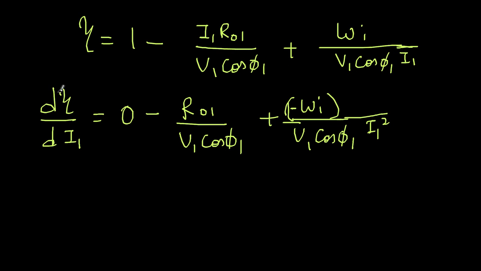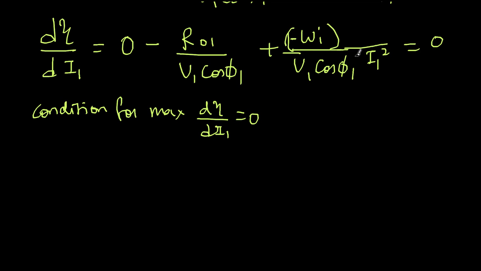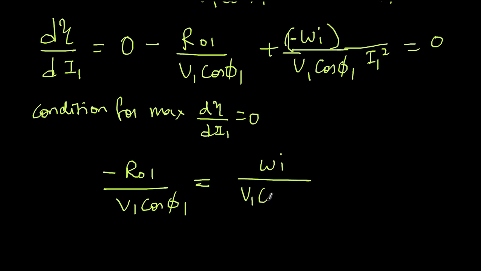For the maximum condition, for maxima, d efficiency by dI1 should be equal to 0. Therefore this term should be equal to 0. So by further writing, minus R01 by V1 cos phi 1 plus Wi by V1 cos phi 1 and I1 square. This term I'll take to the other side.